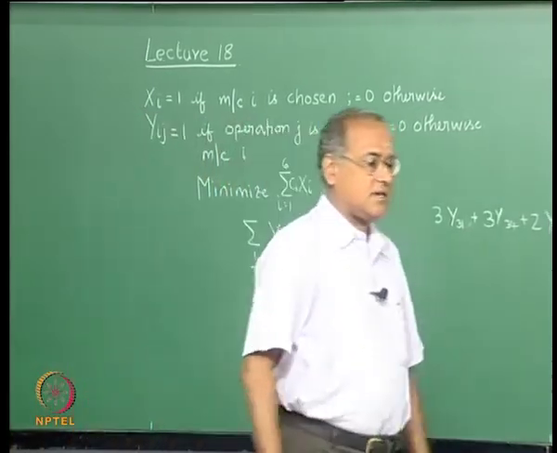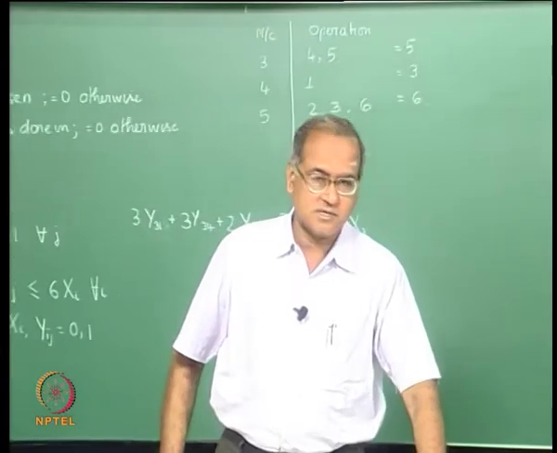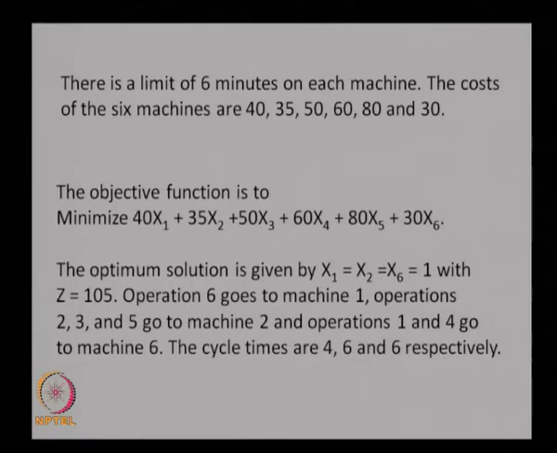where Ci is the cost of each of these machines. So, the objective function will change to 40 x1 plus 35 x2 plus 50 x3 plus 60 x4 plus 80 x5 plus 30 x6. So, this will be the objective function, if the costs of these machines are 40, 35, 50, 60, 80 and 30. So, these costs are given, and the objective function is to minimize the total cost.